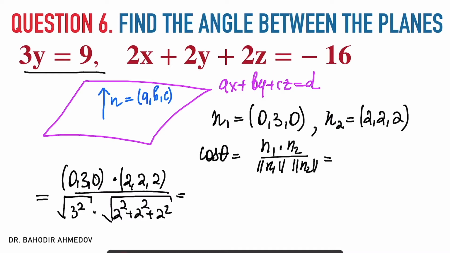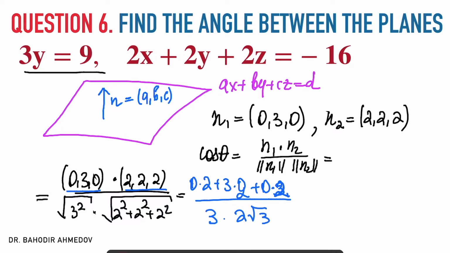When you multiply these two vectors as a dot product, it's going to be 0 times 2 plus 3 times 2 plus 0 times 2. On the denominator, I've got 3 times 2 times the square root of 3, right? On the numerator, it's going to be 6. On the denominator, it's going to be 6 times the square root of 3. That's going to be 1 divided by the square root of 3.